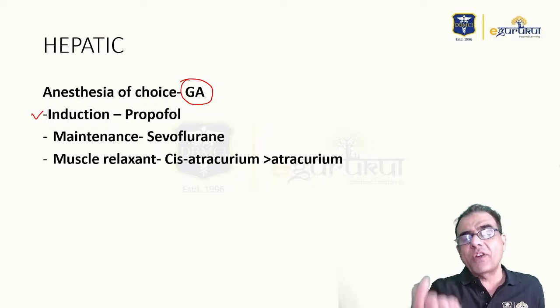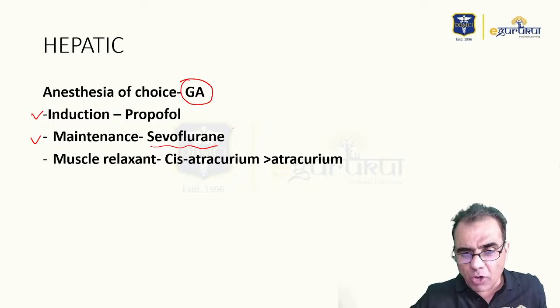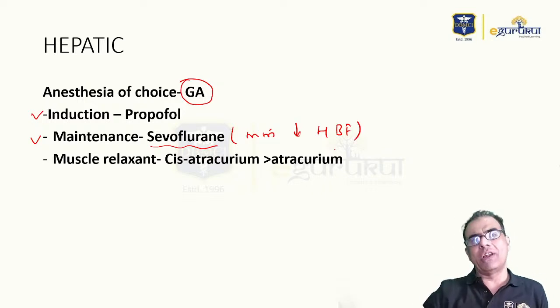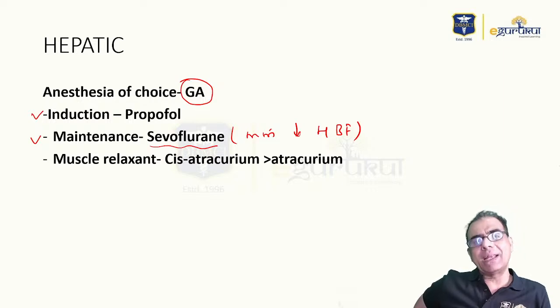What do you prefer for any hepatic or renal patient? The drug which has a short half-life. So propofol. Maintenance sevoflurane. Now why sevoflurane? Because of minimum decrease in hepatic blood flow. Actually, all these volatile agents decrease the hepatic blood flow, but the minimum decrease is seen with sevoflurane.